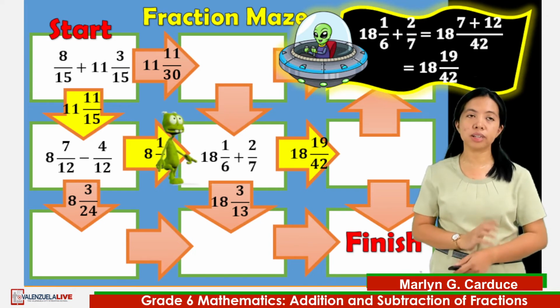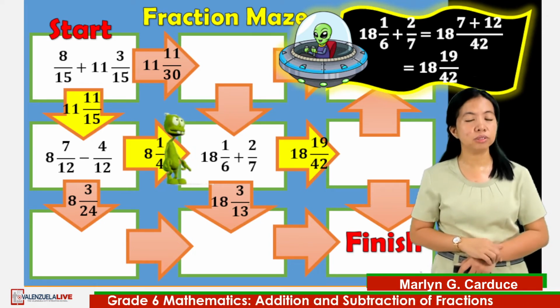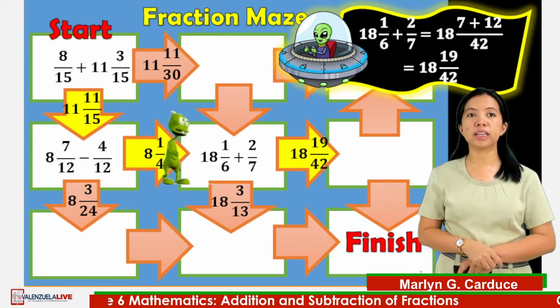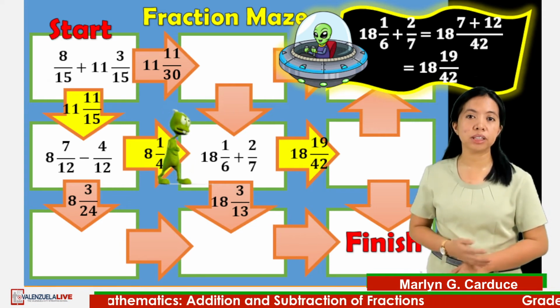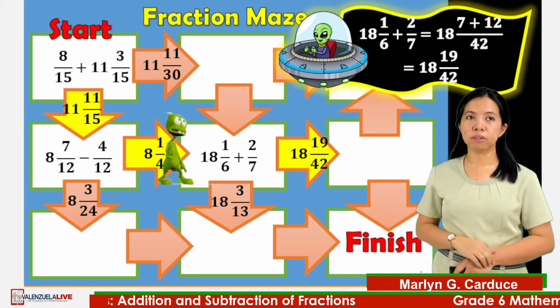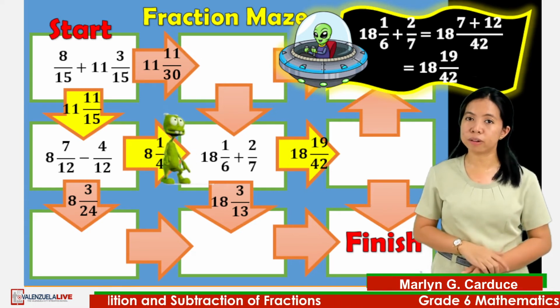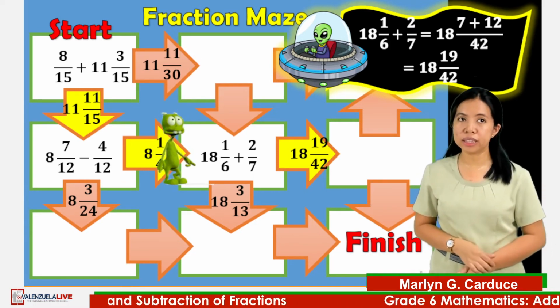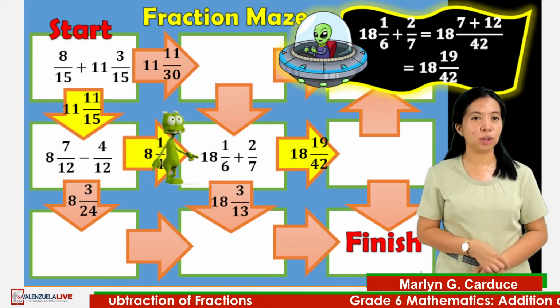Then let's add the numerators. 7 plus 12, that is 19. And write the sum over the common denominator, 42. And put it together with our whole number, 18. And that is now our final answer, 18 and 19 over 42.